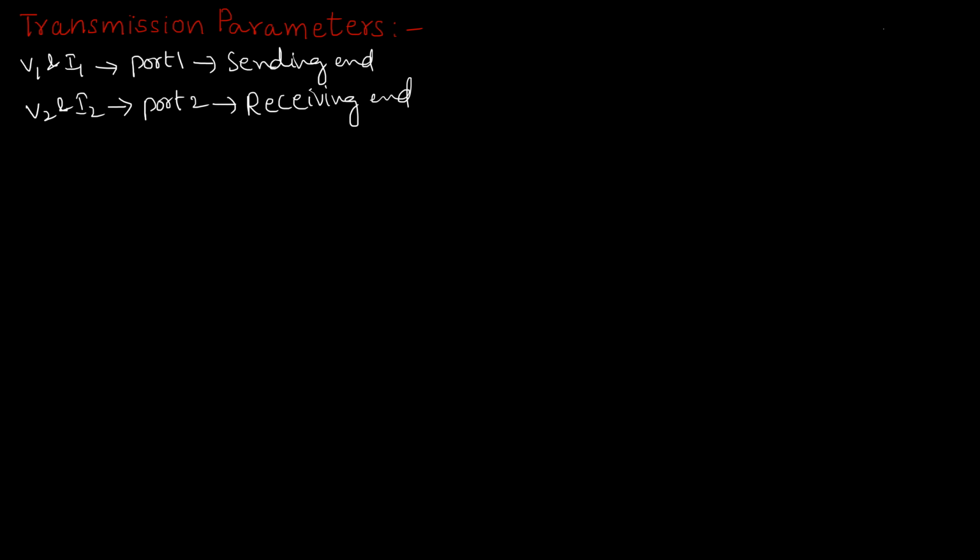So according to the two-port network concept, V1, I1 will be considered as dependent variables, and V2, I2 will be considered as our independent variables. Now let us draw the two-port network. So this is our two-port network.